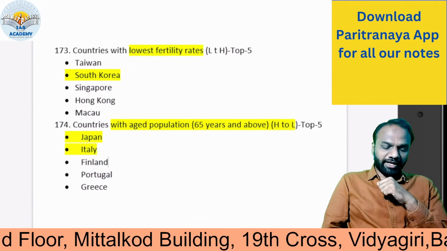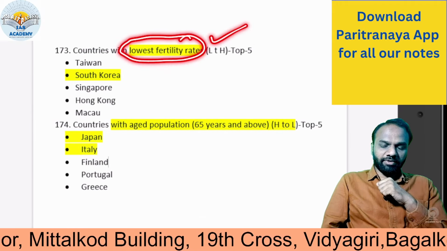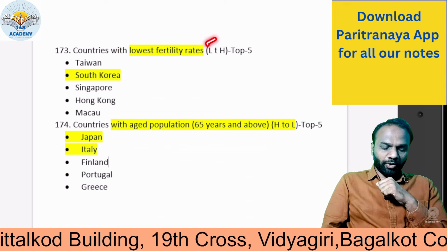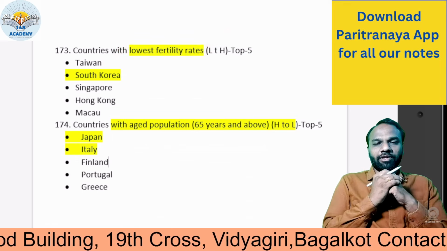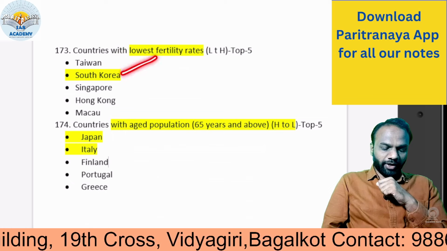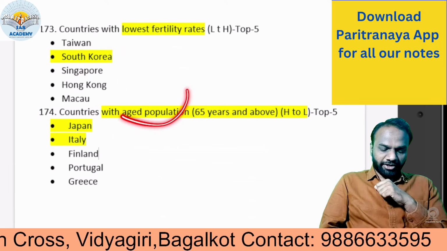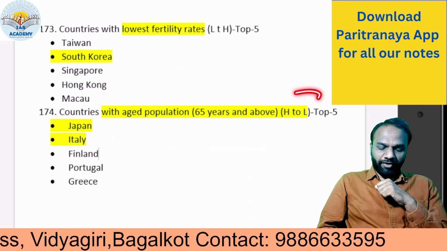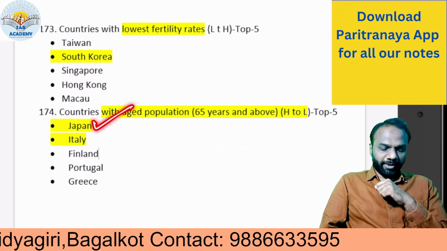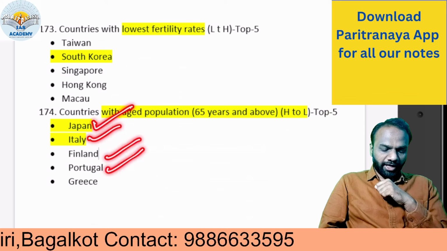Notes: countries with the lowest fertility rates, top 5, from low to high. Taiwan is the country with the lowest fertility rate. Next, South Korea, Singapore, Hong Kong, Macau. Similarly, countries with aged population 65 years and above, top 5: Japan, Italy, Finland, Portugal and Greece.